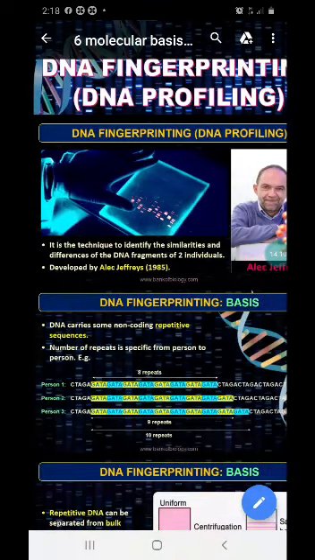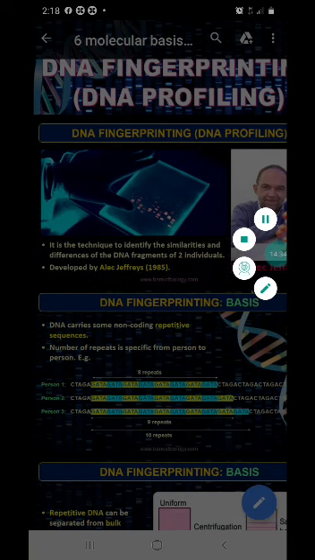Now, what is the use of DNA fingerprinting, children? It has been widely used in forensic sciences to find out culprits, and to find the paternity of a child, who is the father of a child. Many crimes which were committed 40-50 years back have been solved now using DNA fingerprinting.